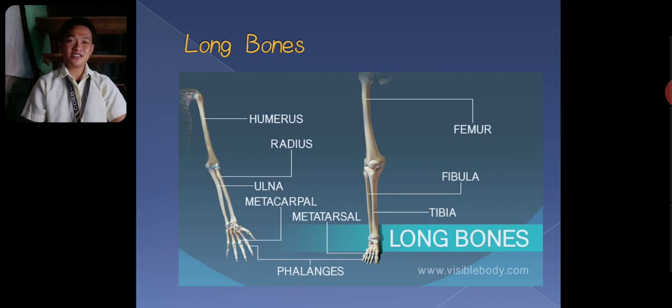So, dumako na tayo ngayon sa long bones. So, sa long bones, meron tayong humerus, radius, ulna, metacarpal, metatarsal, phalanges, fibula, tibia, and femur. So, long bones are hard, dense bones that provide strength, structure, mobility. This is due to the shape of bones, not to their size. Long bones contain yellow bone marrow and red bone marrow, which produce blood cells. So, this is the bone that has a shaft and 2 ends and is longer than it is wide.